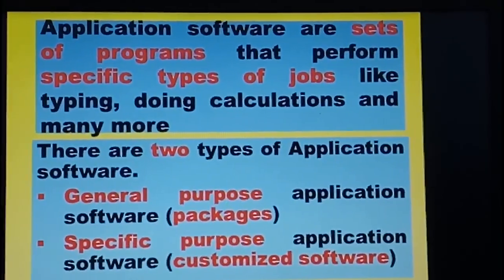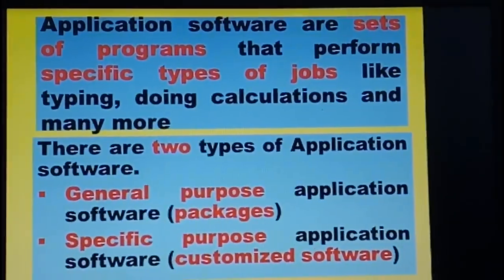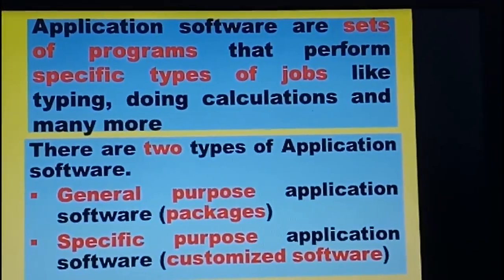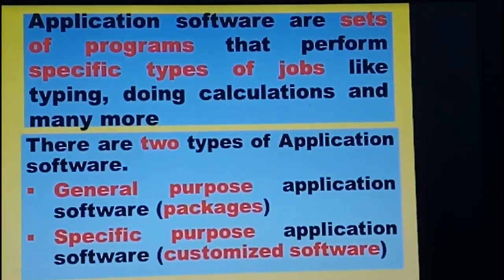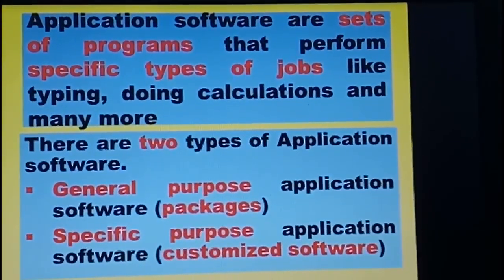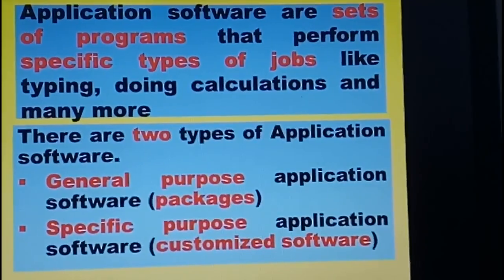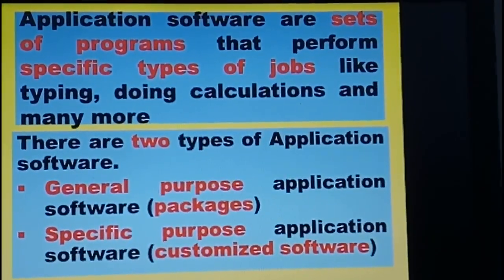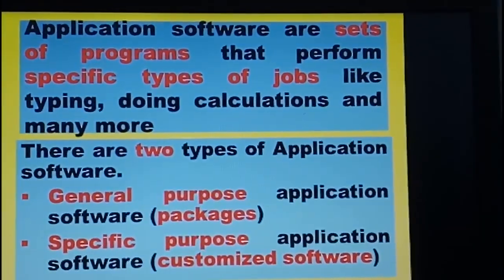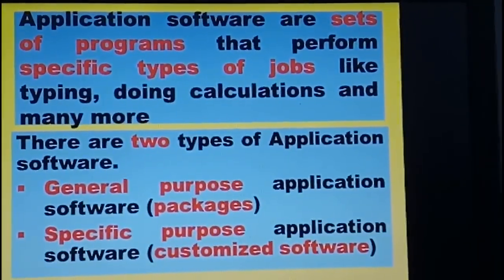Now we studied about system software in the last few videos. Now let us study about application software. Application software are sets of programs that perform specific types of jobs like typing, doing calculations and many more. That means if you have a software like MS Word, you can only do things like typing, editing and so on. You cannot do calculations and you can't do much drawing. On the other hand, with a software like Paint, you can do drawing but not much typing. So each of these application software is good for a particular type of job.